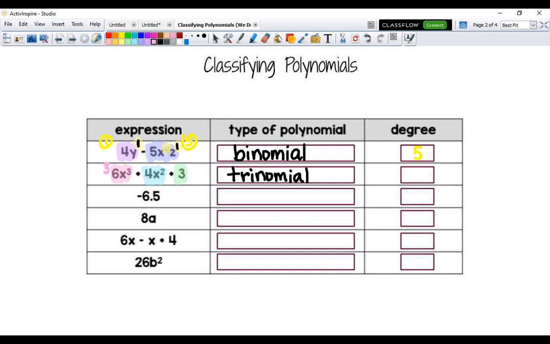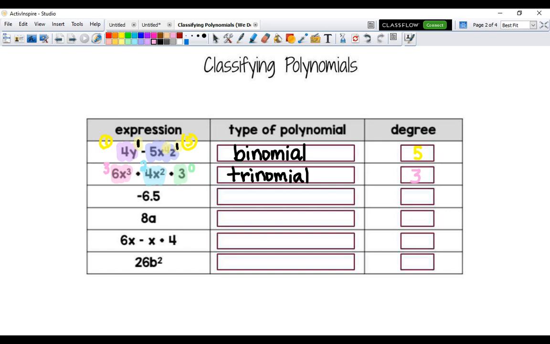4x squared, what is the exponent? That tells me what my degree is, 2. And 3, it doesn't have a variable. There's no variable there. So if there's no variable, I cannot have an exponent. So it has a degree of 0. So what's the degree of this polynomial? 3, because that's the degree that's highest.